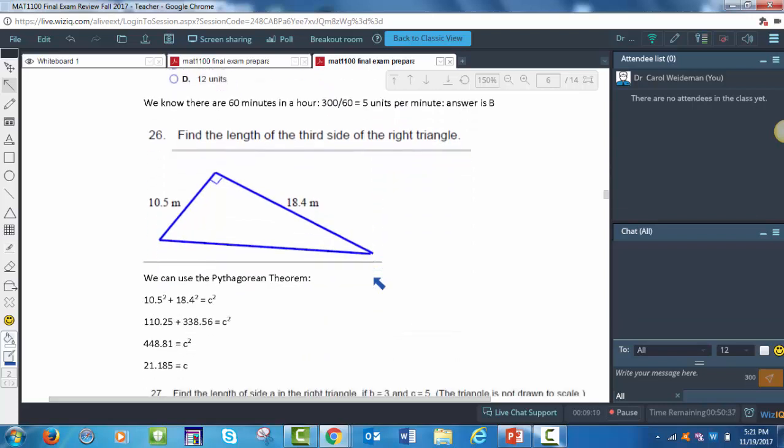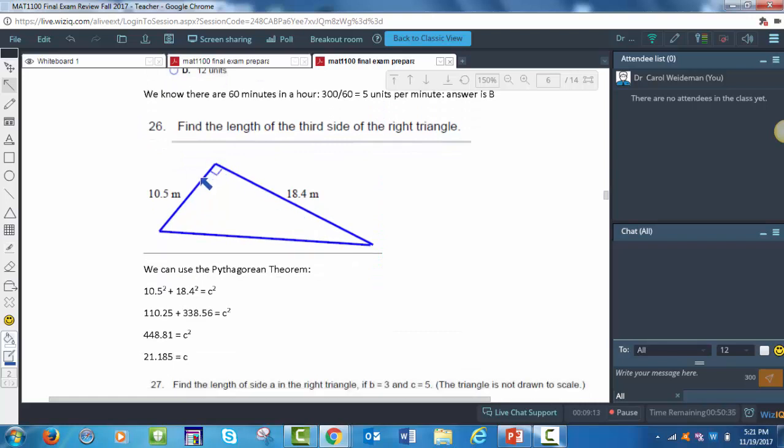Find the length of the third side of the triangle. There's a right triangle, rather. Pythagorean Theorem. So 10.5 squared plus 18.4 squared equals c squared. Square those two numbers. Add them together. Take the square root. So side C is 21.185. And the units there are in meters.